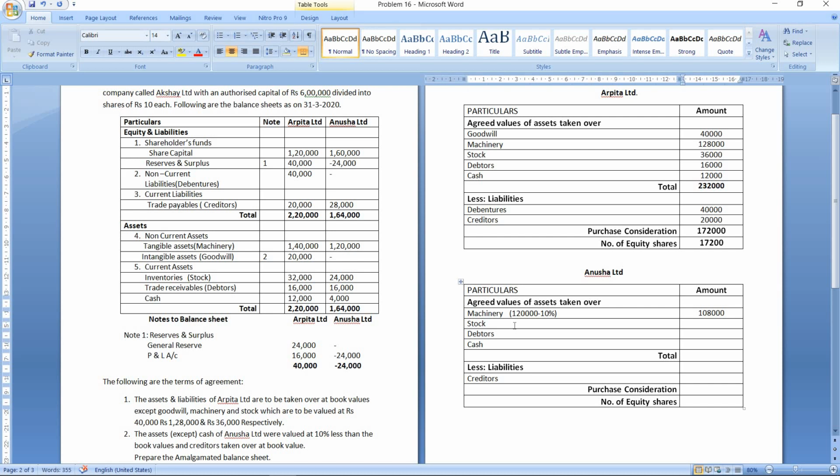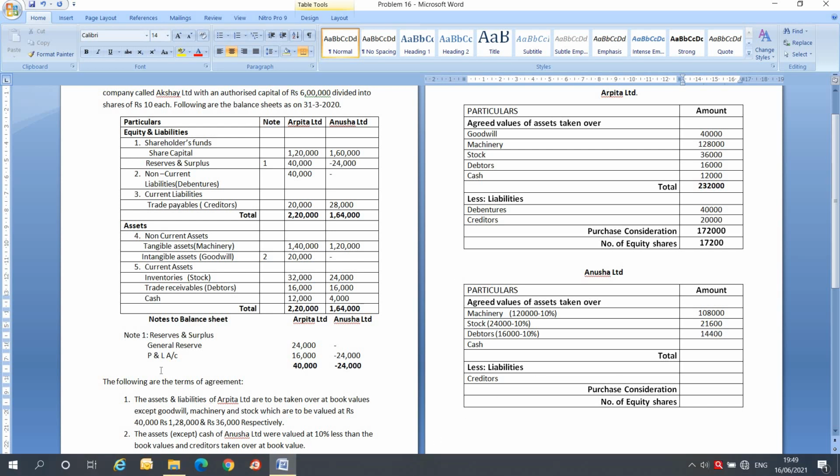Similarly, next asset that you have is stock. So the value of stock given in the problem is 24,000. From that you have to minus 10%. So 24,000 minus 2,400, that will be 21,600. Next you have is debtors. Value of debtors given is 16,000. So 16,000 minus 10%, that is 16,000 minus 1,600, that will be 14,400.